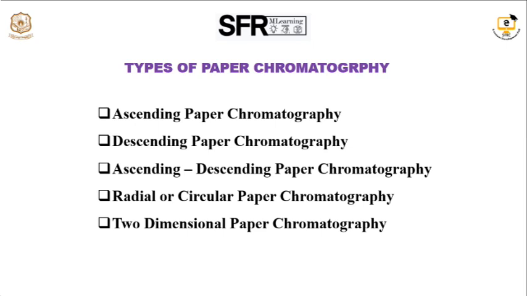In radial chromatography, the sample is deposited at the center of the circular filter paper, placed horizontally on a petri dish which contains the solvent. And the last type, two-dimensional paper chromatography. Substances which have the same RF values can be resolved with the help of two-dimensional paper chromatography.